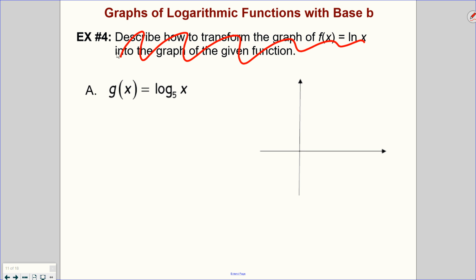Well, we know that the log is going to have a vertical asymptote. We know that it's going to cross at 0, 1. And then we know that it's going to have the point 5, 1. Because an exponential would have the point 1, 5. And so here's going to be the graph, log base 5 of x. So that's how easy that is.